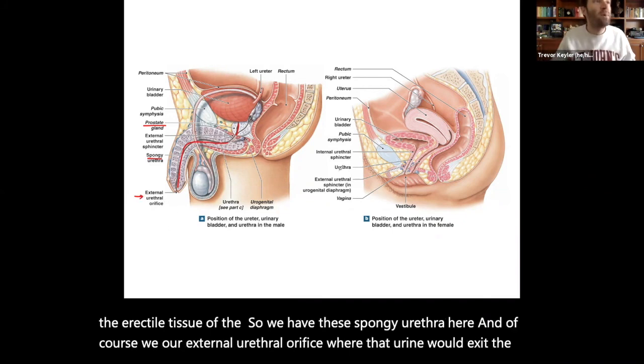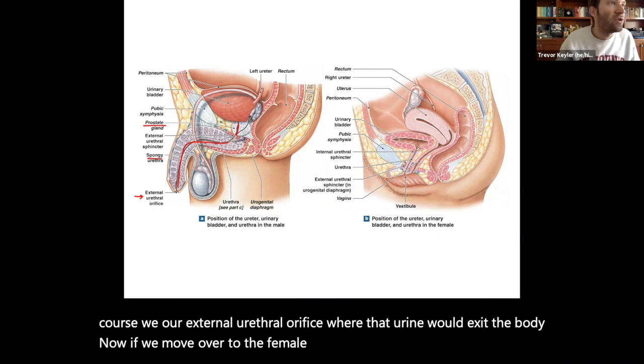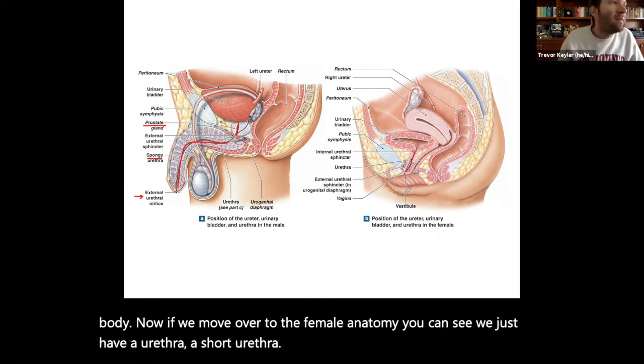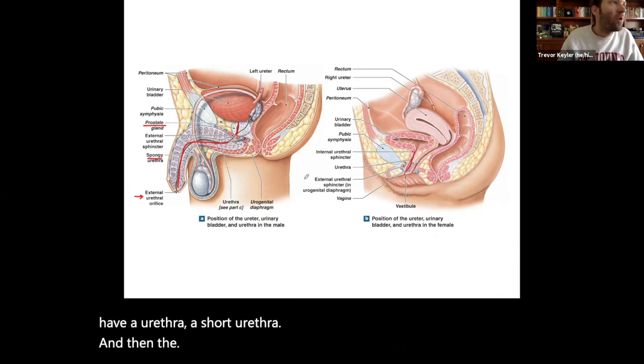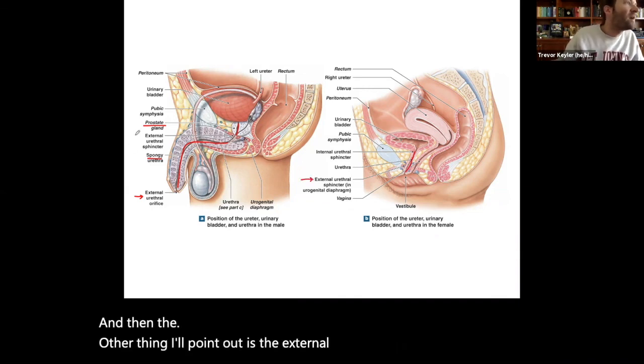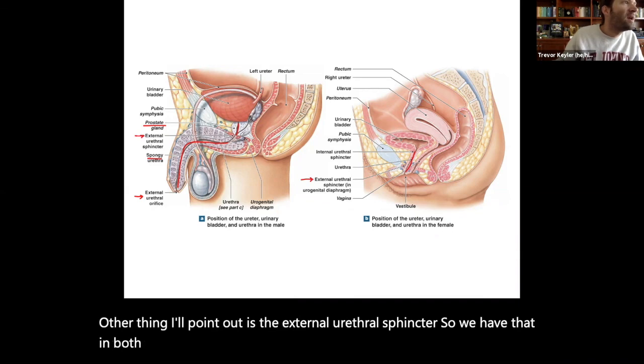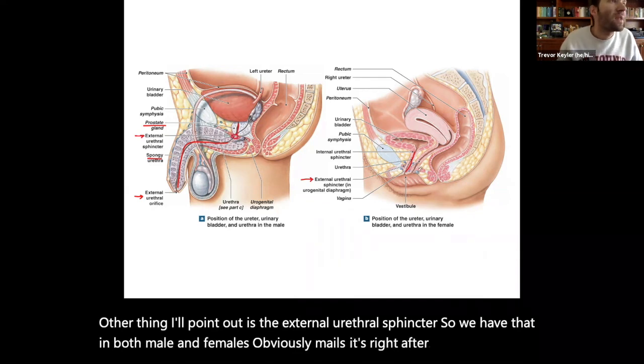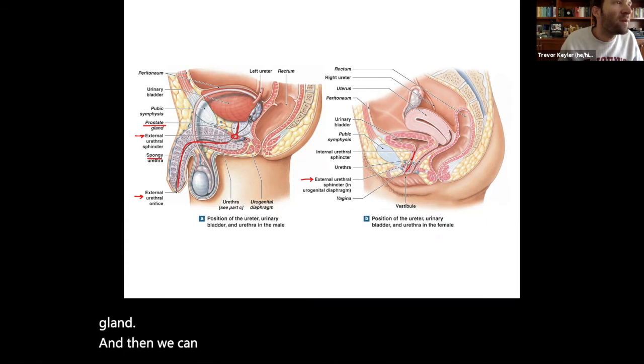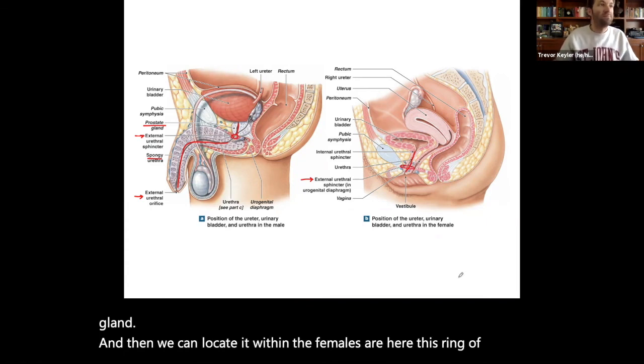Now, if we move over to the female anatomy, you can see we just have a urethra, a short urethra. And then the other thing I'll point out is the external urethral sphincter. So we have that in both males and females, obviously. In males, it's right after the prostate gland. And then we can locate it within the females right here, this ring of contractile muscle, the sphincter.